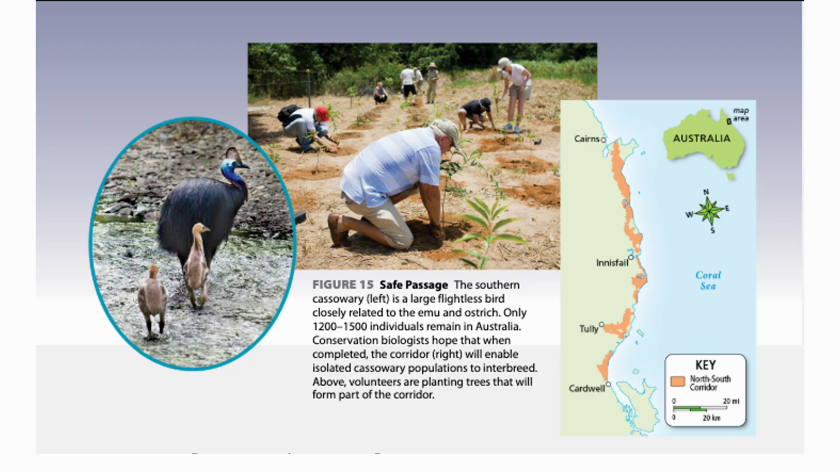So one of these wildlife corridors you can see here in Australia. The southern cassowary, to the left there, is a large flightless bird closely related to the emu and ostrich. Only 1,200 or 1,500 individuals remain in Australia. Now, conservation biologists hope that when completed, the corridor to the right will enable isolated cassowary populations to interbreed. So volunteers are planting trees that will be part of this corridor. So you can see we try to connect all of these fragmented habitats so that those populations then become connected.